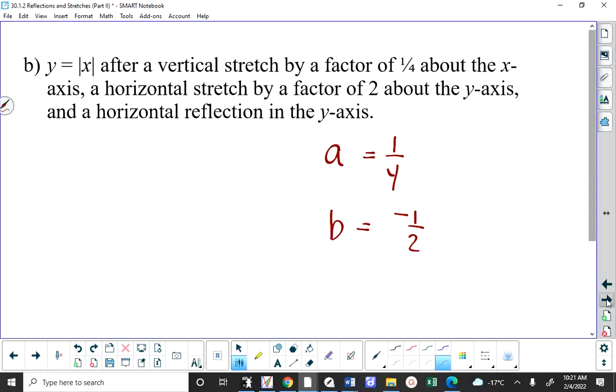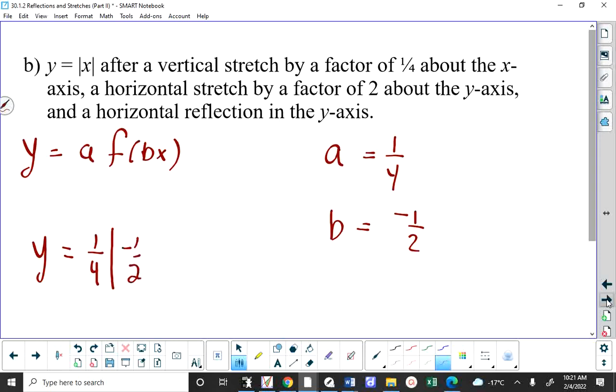I want to ask you a question here. Without me resorting to this, how many of you see that the equation of the function will be this? Basically, you put the A in front of the whole thing, and then you change the x to bx, or you put the b in front of x. You could certainly use the function notation, but you don't have to. That says negative 1/2 x.